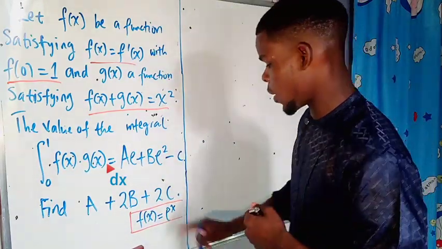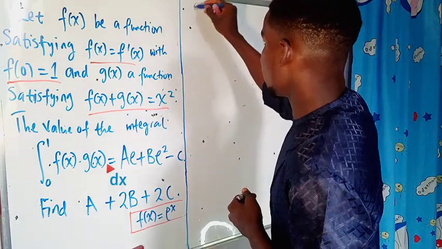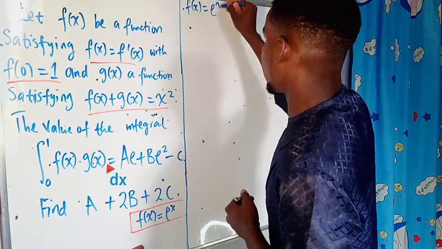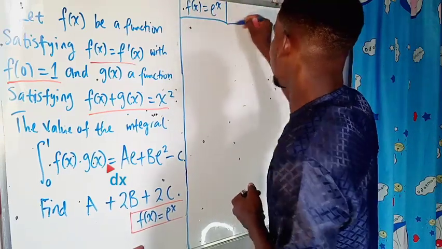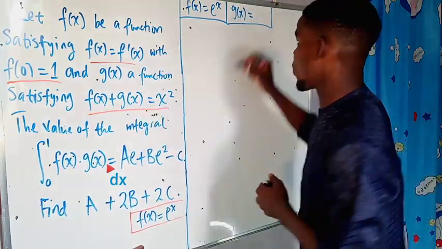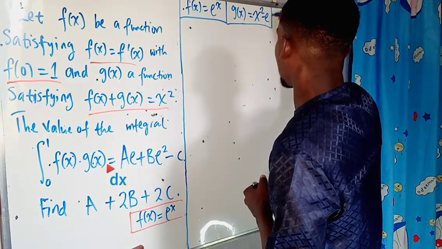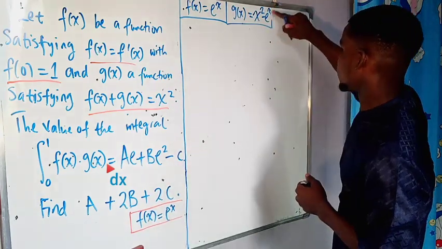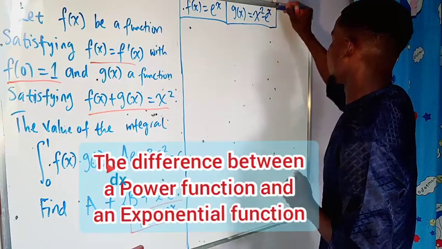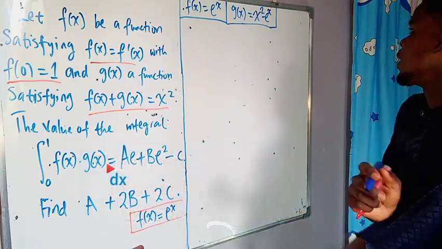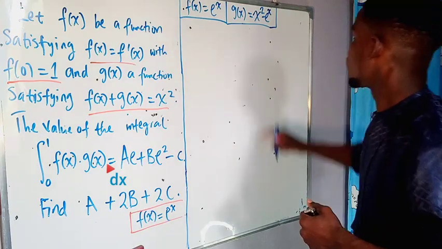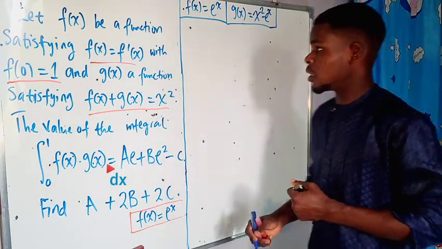Okay, so since we've gotten our f of x to be e to the power x, let me put it down here, f of x is e to the power x. That tells us that g of x will be x squared minus e to the power of x. Okay, that's the crazy looking function. The difference between an exponential function and a logarithmic function. Well, but two of them produced non-negative results. Okay, that makes sense. Let's see.